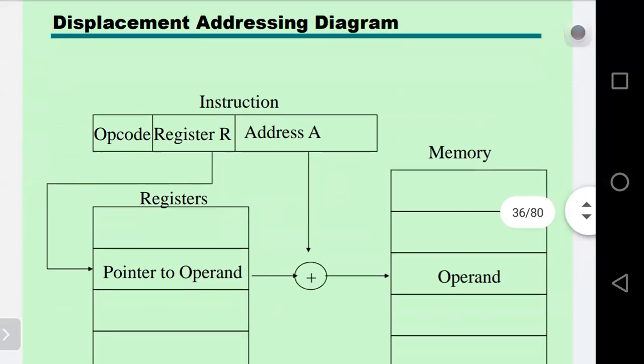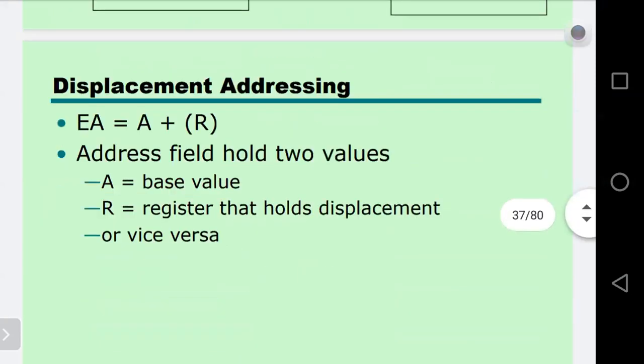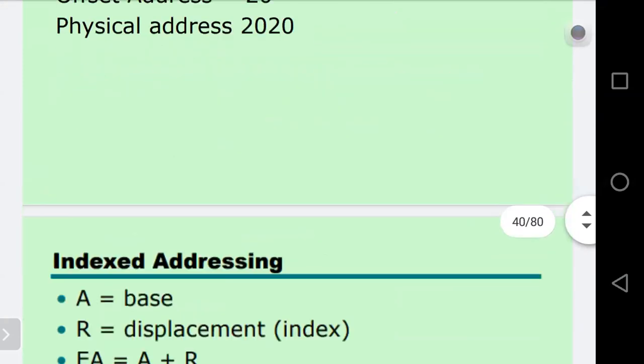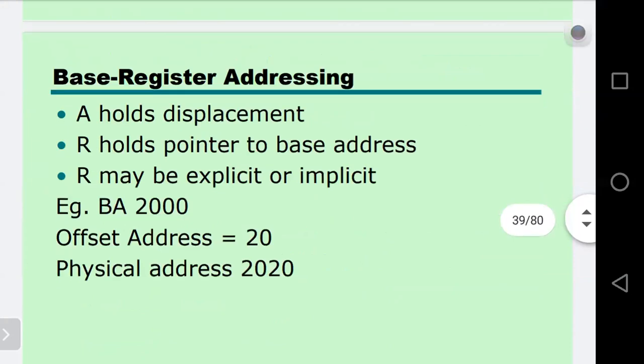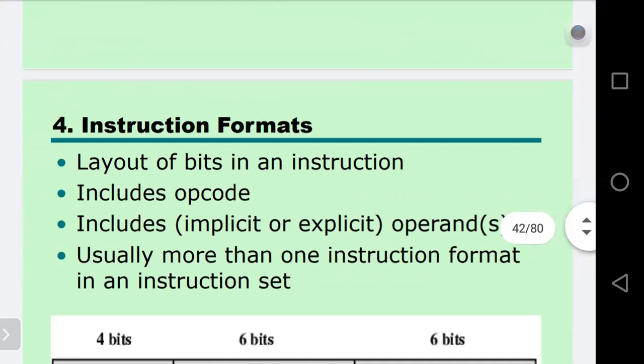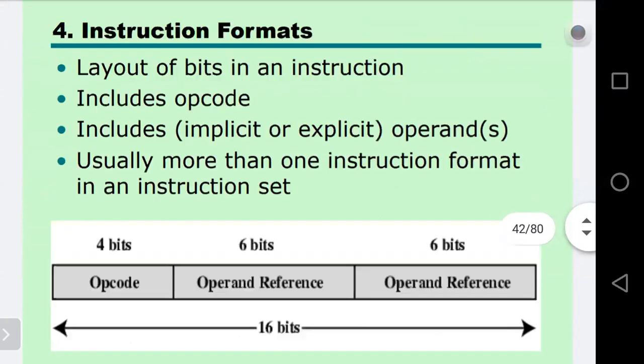Displacement addressing. Here, actually, we have to calculate the address. An address is calculated by the register as well as the base value. So by the register, the address points to the register operand, and by adding the base value, you will get the memory operand. That's why it is displacement. There are different types of displacement, like relative addressing, base register addressing, index addressing, and stack addressing. We have discussed all these types of addressing in unit number 2.